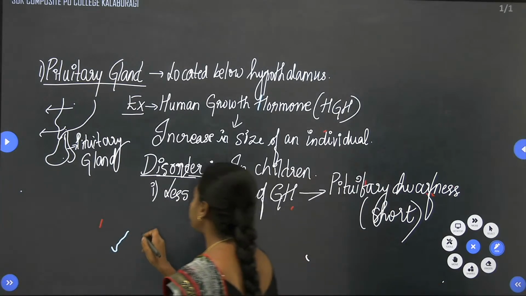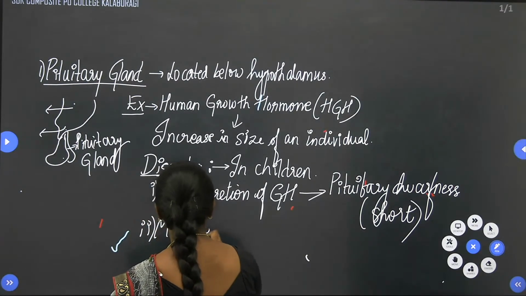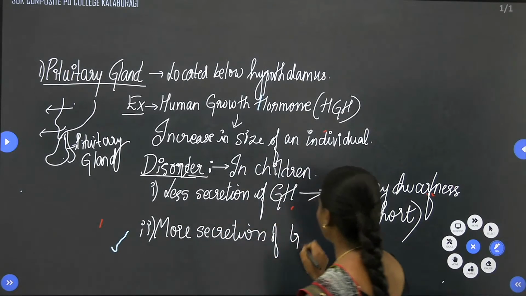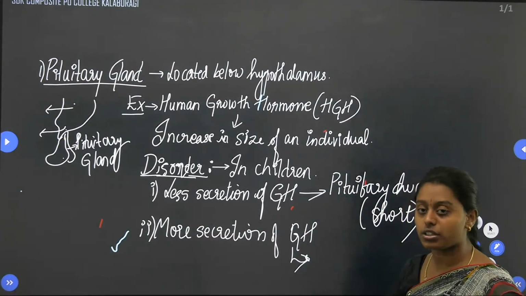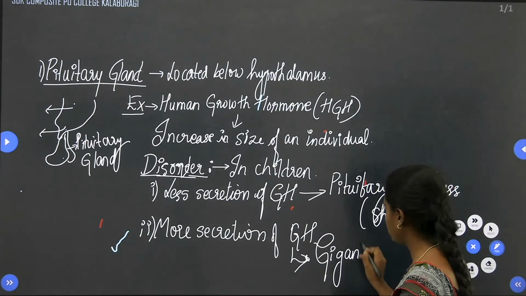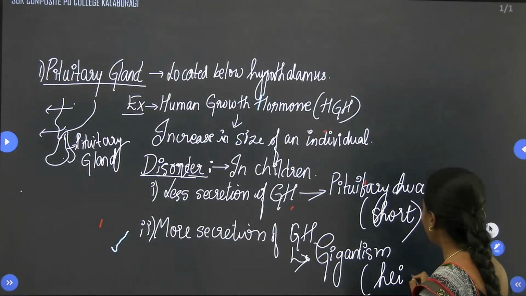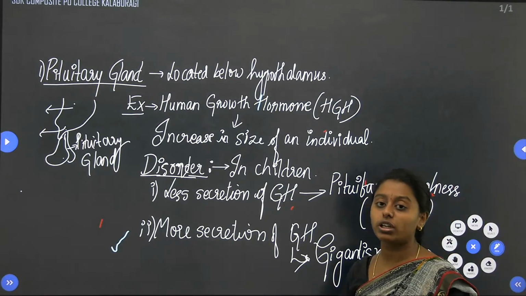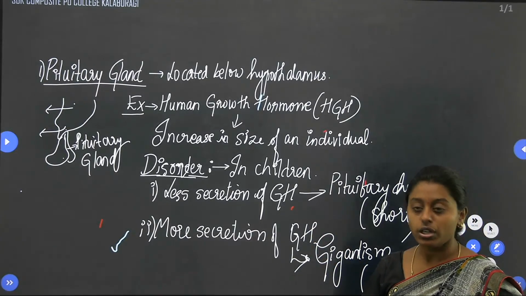In case there is more secretion of growth hormone, then this will lead to another disorder termed gigantism. Gigantism is a condition where a person will be too much heighted compared to normal individuals. So these are the two different disorders that we can observe.